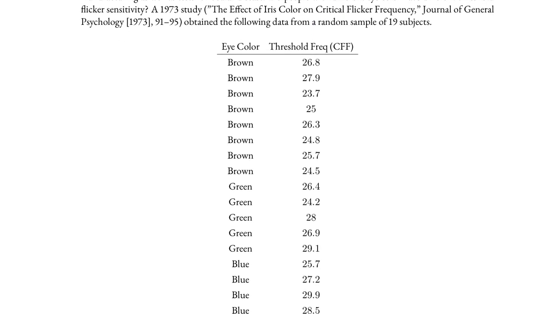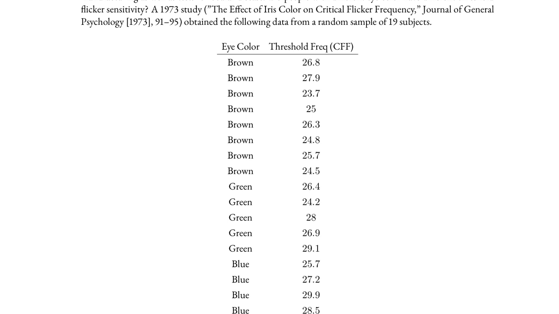There are two columns. The first column lists the eye color, and the second column lists the threshold frequency, CFF. For the first individual who has brown color, they measured the threshold frequency 26.8. For the second individual with brown color, the CFF is 27.9 and so on. For the individual with green eye color, they measured the CFF and it was 26.4.